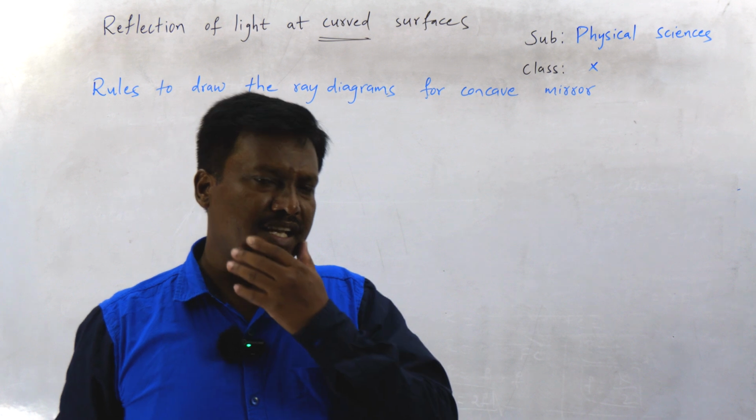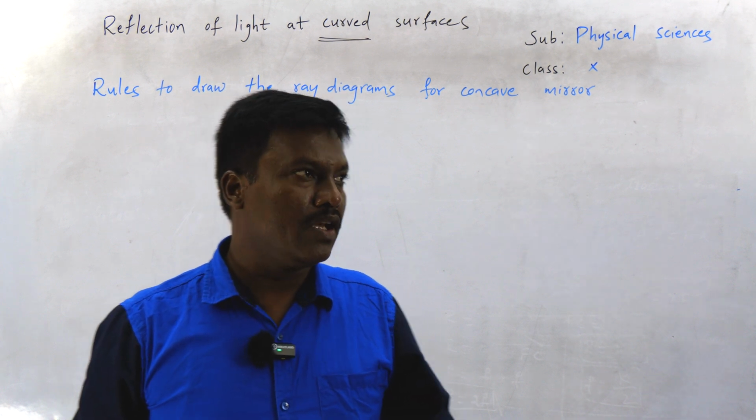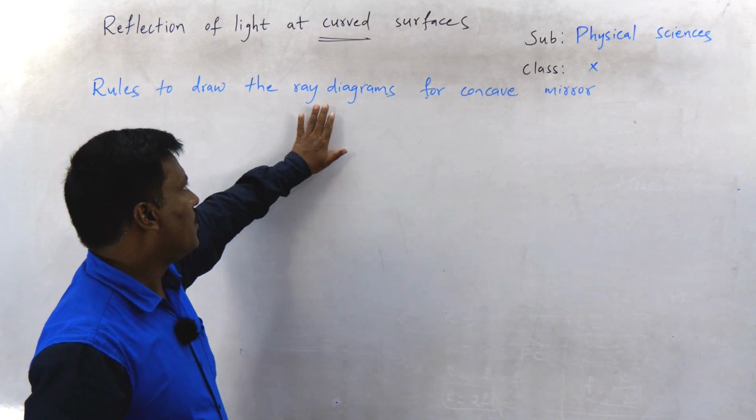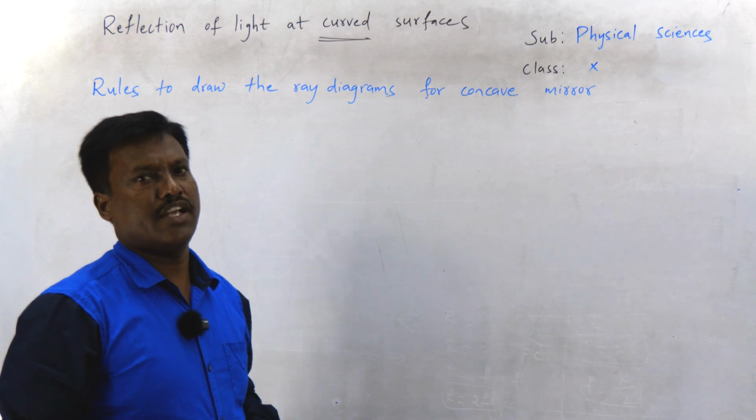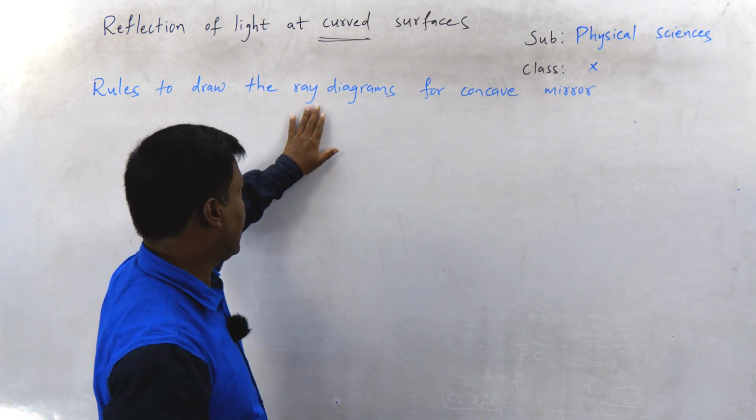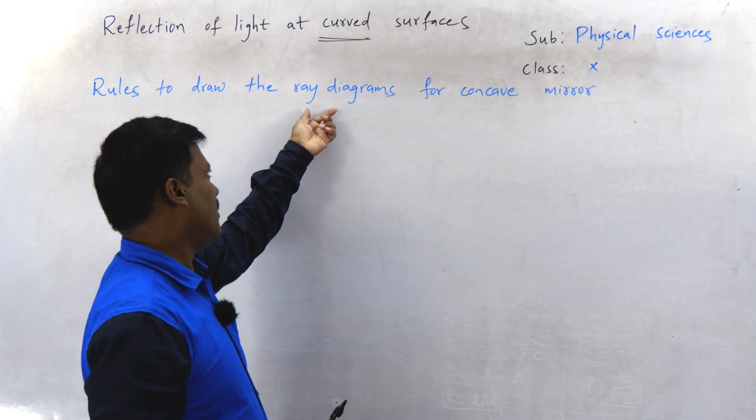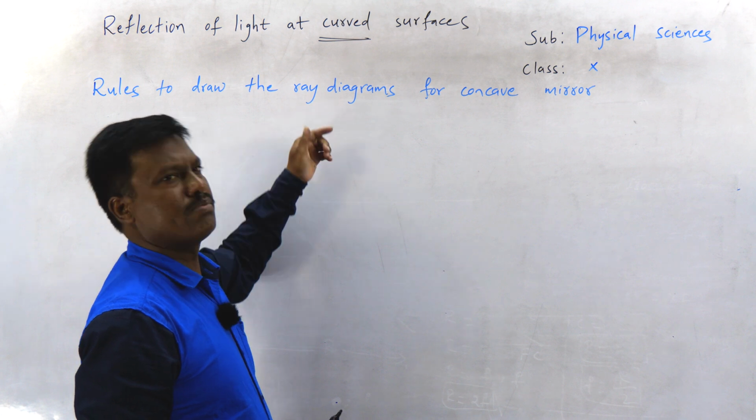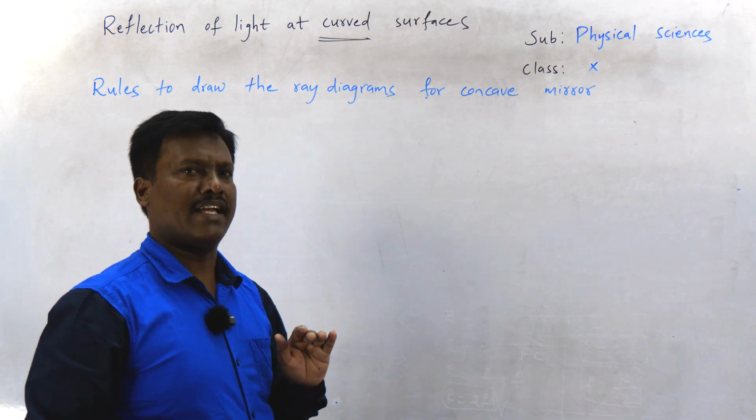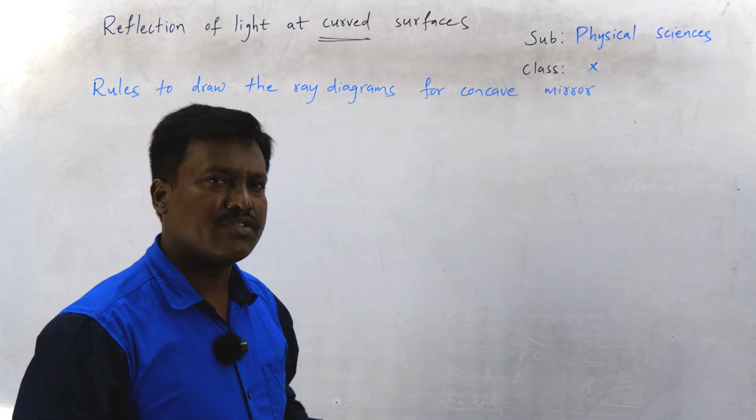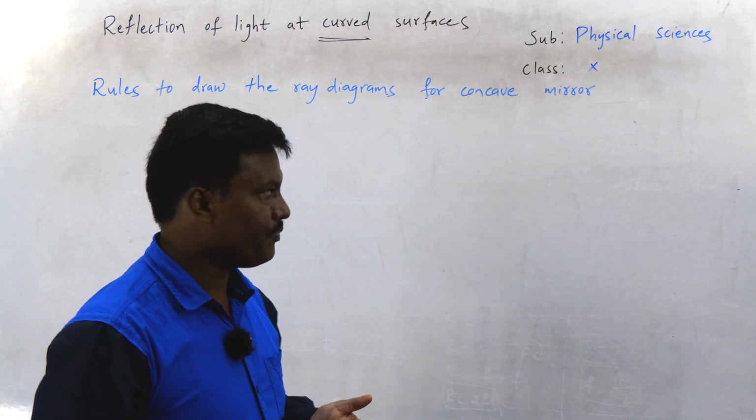So why does it appear like that? What is the reason? To understand that, we have to learn ray diagrams. What do these ray diagrams explain? These ray diagrams explain the characteristics of the image formed by spherical mirrors.